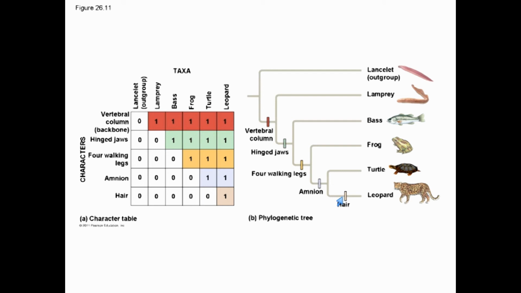Okay, so we placed upon this phylogenetic tree how these organisms would be related to one another in terms of accumulation of these derived characters. So the leopard has all of them. Okay, and we can see that here. Here's the leopard, contains all of the derived characters.